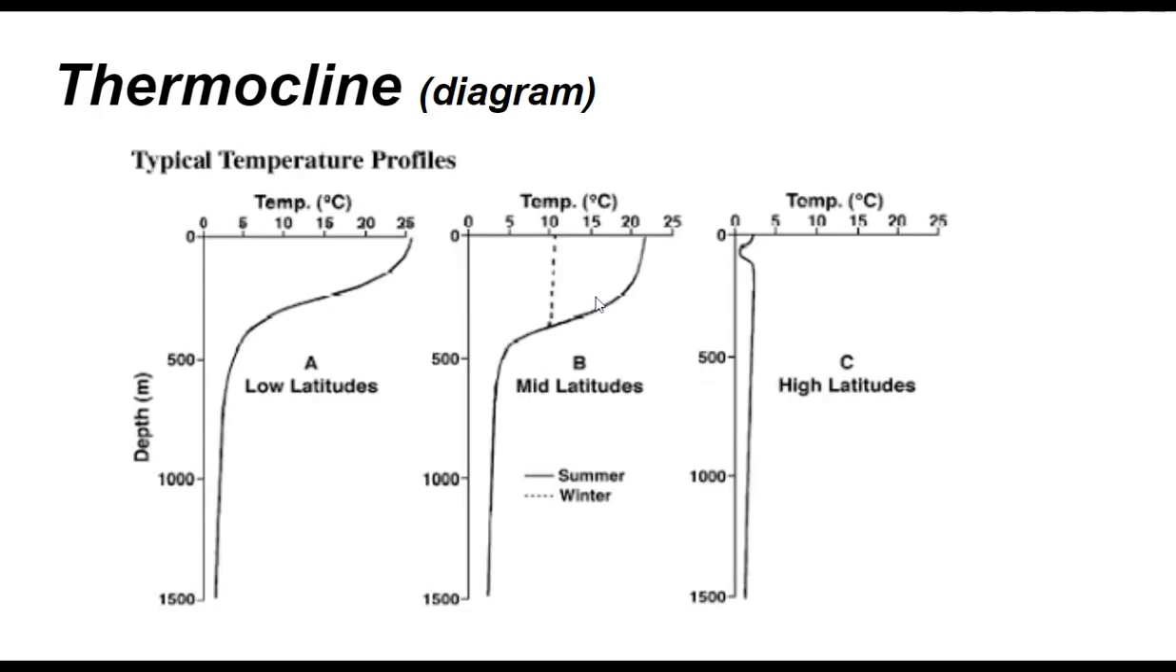So here are the diagrams of a thermocline. In diagram A, a low latitude region, we can see that there's a big thermocline. However, in diagram C, there's very little or no thermocline at all.